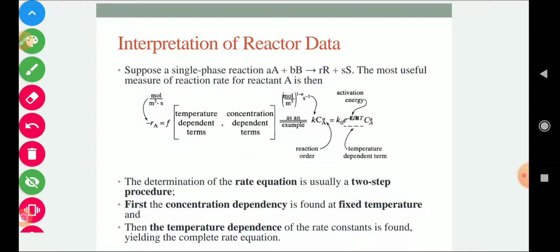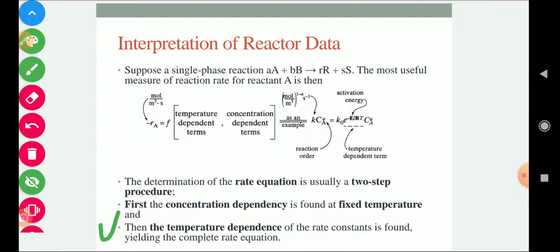In the first step, we fix the temperature and perform experiments at different concentrations of reactant. In that way we can calculate the concentration dependency of the rate. On the other hand, if we want to see the temperature dependency of the reaction, we perform experiments at different temperatures by maintaining a fixed initial concentration of reactant.